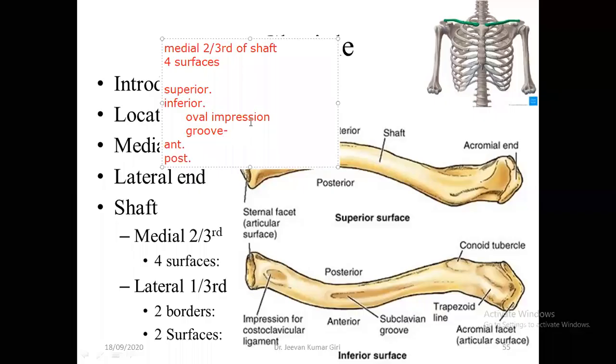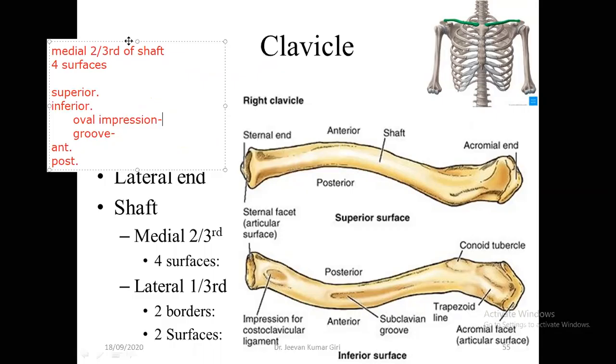So see, now see here. So this part. Now we are reading the features in this part. So the medial 2/3 part of the shaft we are reading. Okay. Now in this part you will find the four surfaces: anterior surface, posterior surface, superior surface, and the inferior surface. So this is the inferior surface shown here. So here is the superior surface, here is the posterior surface, anterior surface is facing anteriorly, and now this is the inferior surface.